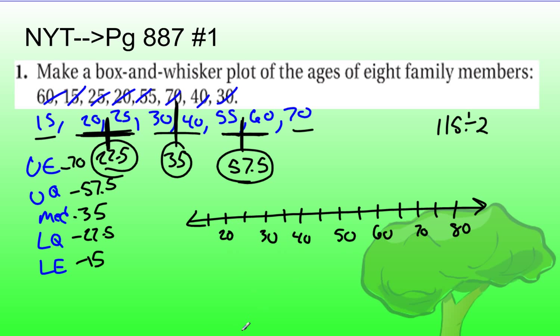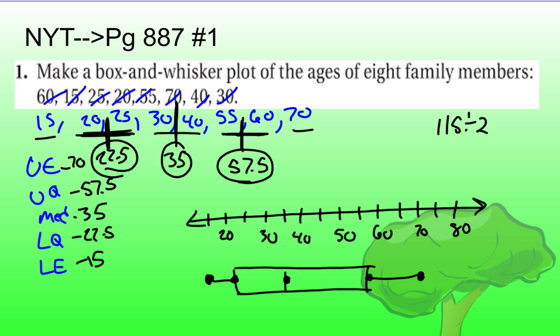There we go. Okay. The lower extreme is 15 here, and then 22.5 is here, 35, 57.5, and 70. Whisker, whisker, box in between. So that is making a box and whisker plot. Hopefully you find the process not terribly hard. You basically find 3 medians and then you draw a picture.